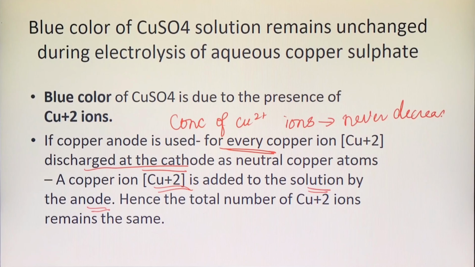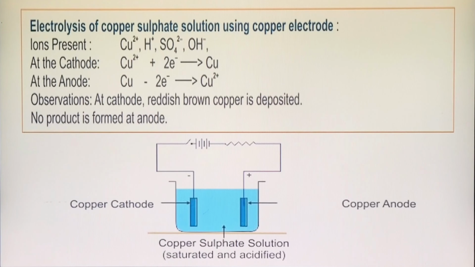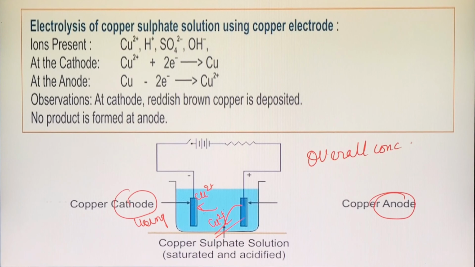For every Cu2+ ion that is used up by the cathode, there will be a new copper ion that will be falling down into the solution. So at one place, at the cathode, my cathode is using up my Cu2+. Clear? But at the anode, what is happening? My anode is breaking and it is falling down into the solution as Cu2+. So please remember the overall concentration of Cu2+ never changes. It remains the same. Am I clear till here, children?